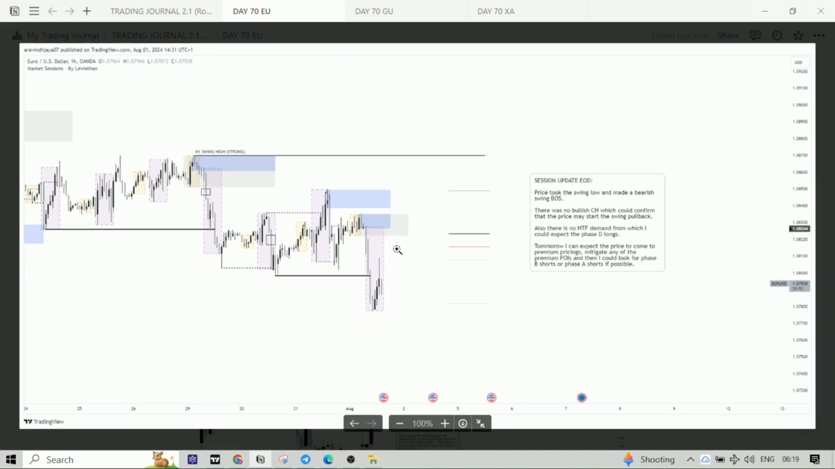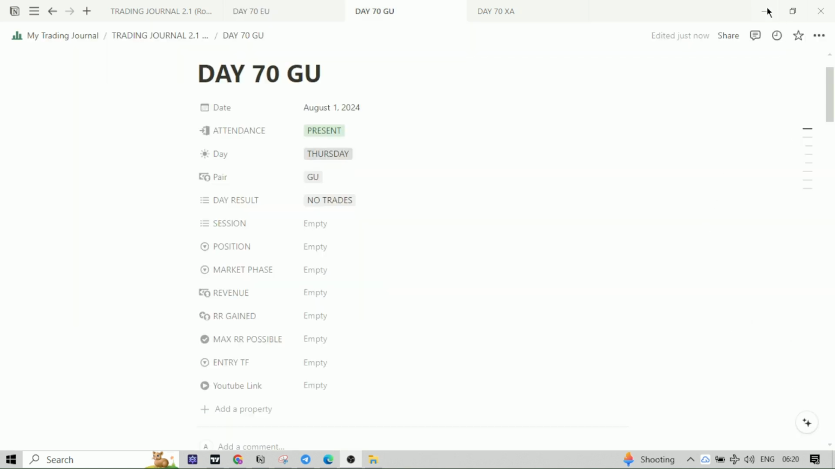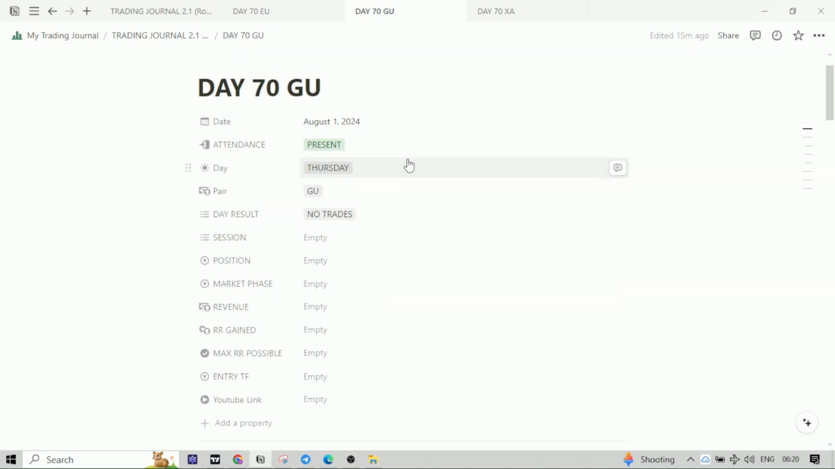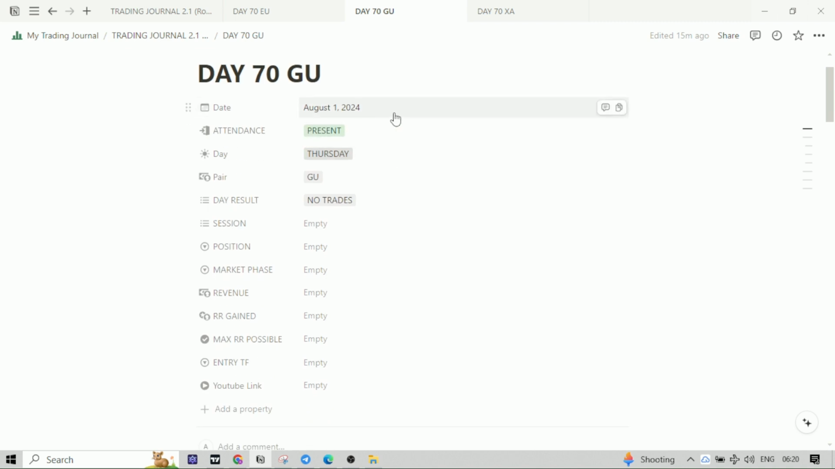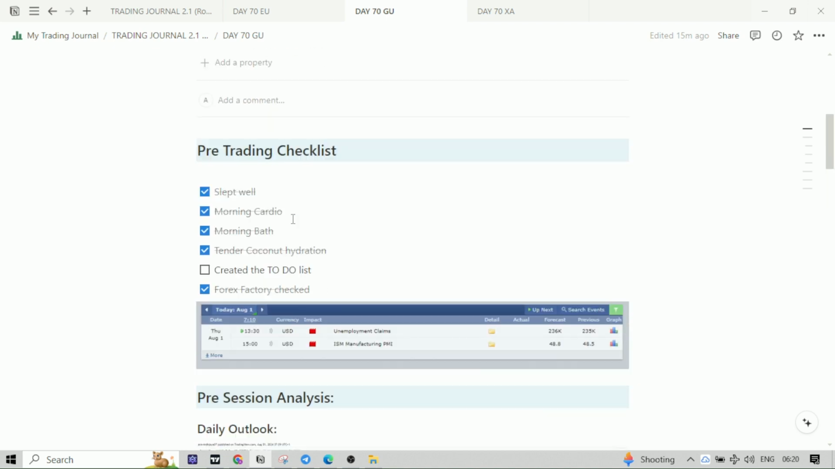So this is from EU. So let's see what happened in GU. Yeah, let's see what happened in GU. So this is the same day in GU. So let's see. And there are no trades in GU too because EU and GU move almost similarly. Today also there is a bearish bias in GU, but GU also didn't make any pullback. So let's see what happened in GU.